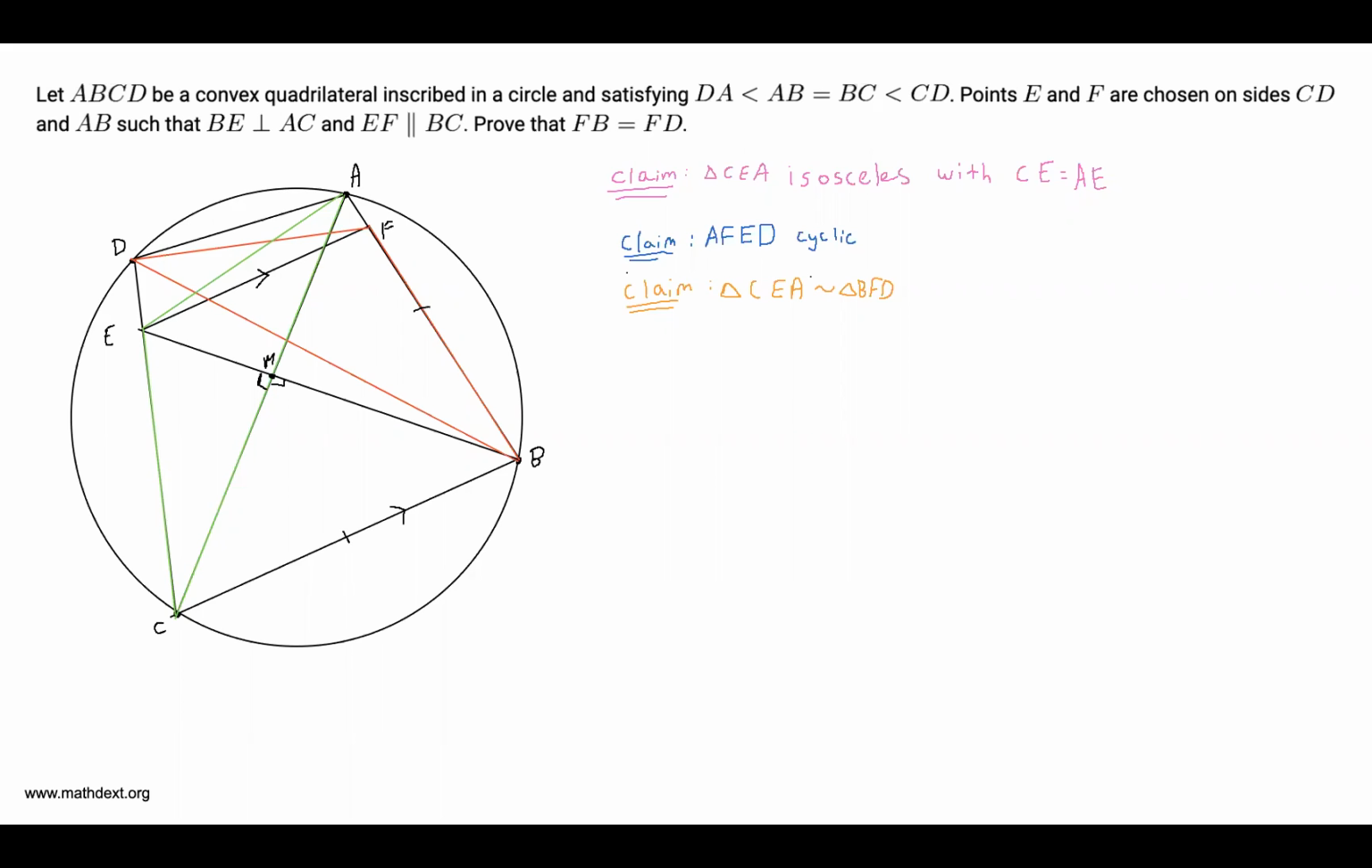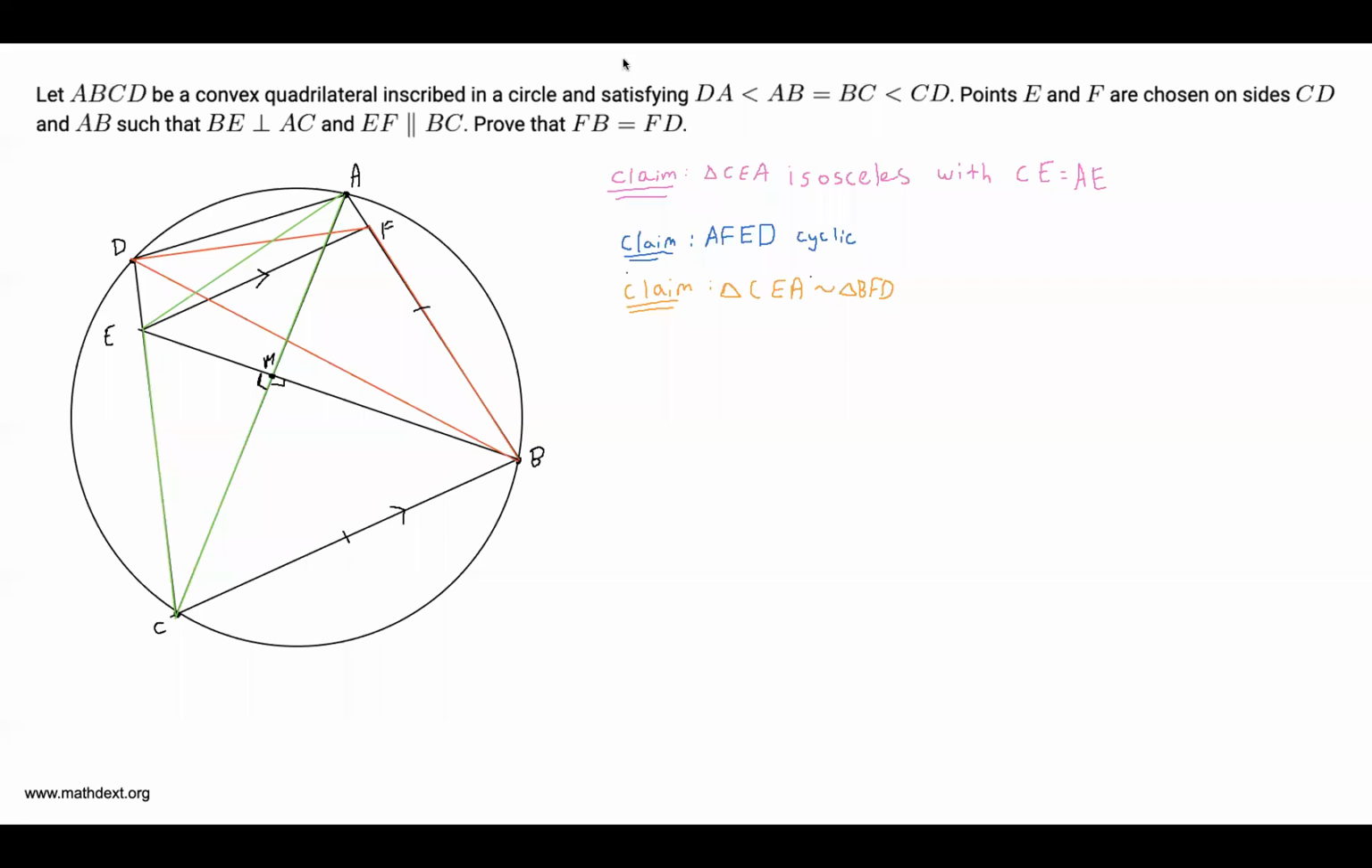Okay, I've drawn out this diagram over here, and I've also added two triangles, triangle CEA in green and triangle BFD in red. The reason I've added those is because I am going to solve this problem by proving a series of claims, which I've already written out over here. I'm going to claim that triangle CEA is isosceles with CE equal to AE. I'm going to claim that AFED is cyclic, and I'm going to use those to claim that triangle CEA is similar to triangle BFD. And by this first claim, BFD would also be isosceles with BF equal to FD.